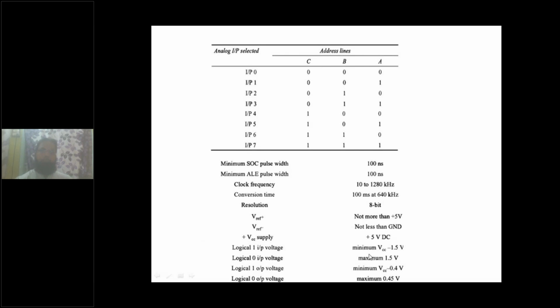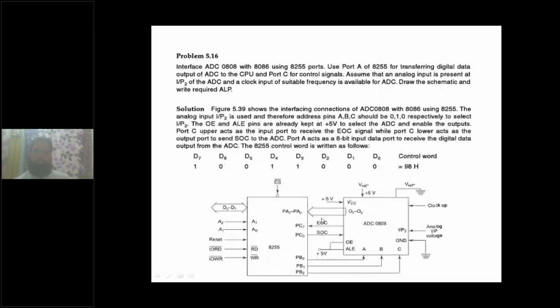Let us see the example. This is an example: interface A to D converter 0808 with 8086 using 8255 ports. Use port A of 8255 for transferring the digital data output of the ADC to the processor, and port C to handle the control signals. What control signals are there? There are two control signals. One is EOC, the next one is SOC. So these EOC and SOC are to be handled by port C.